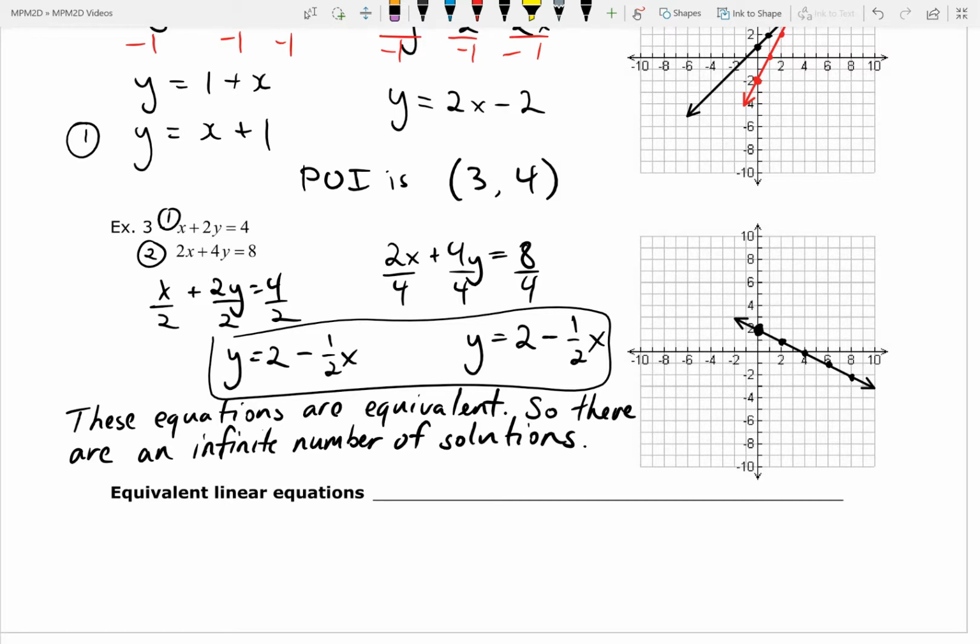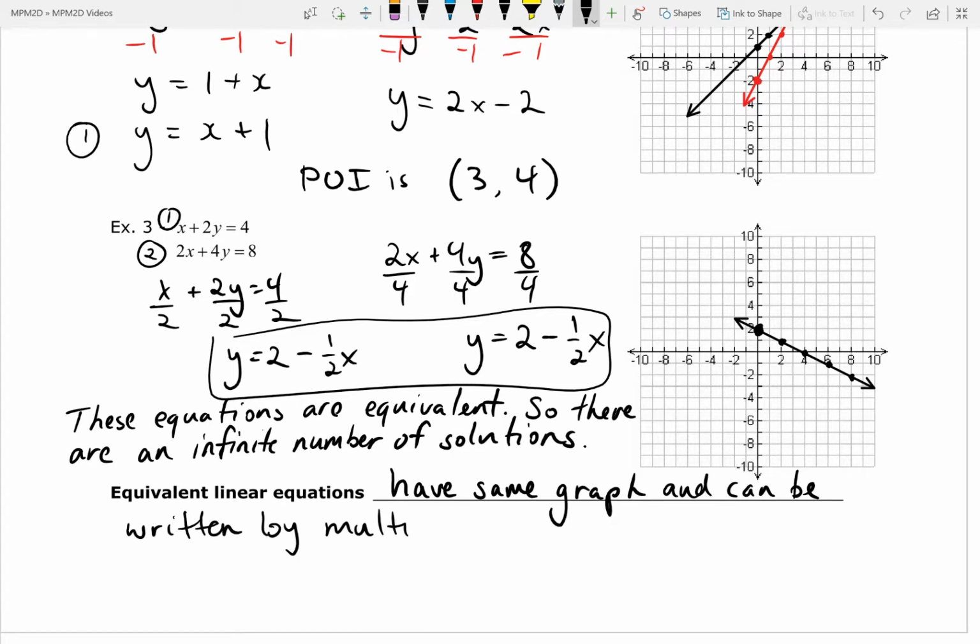Okay, so equivalent linear equations have the same graph and can be written by multiplying the equation by any real number.